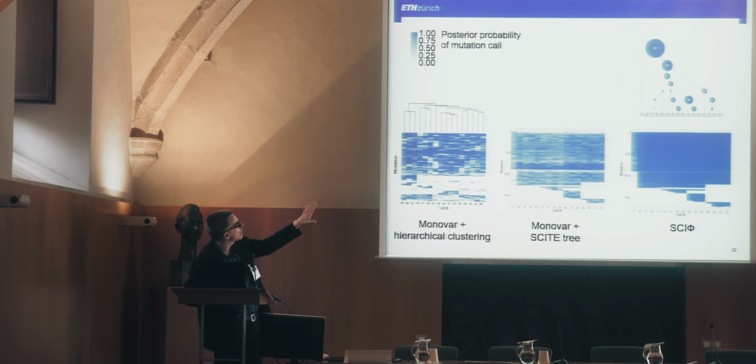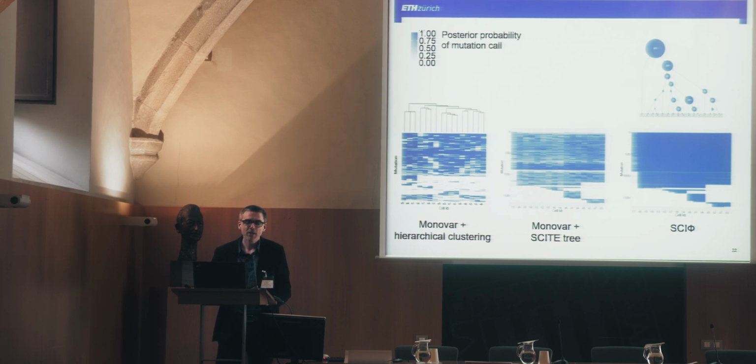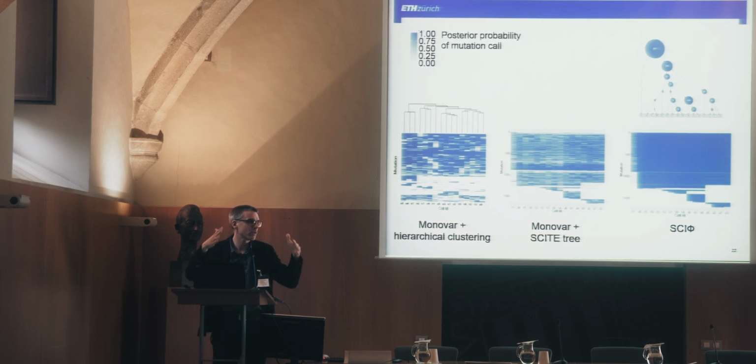And as you see, the picture becomes basically clearer and clearer. Eventually you end up with a nice block structure that really gives you a very clear call for most of the mutations in most of the cells, and they nicely organize into the tree. So you're gaining a lot here simply by imposing the constraint of a tree. You don't know which tree it is, you have to infer it, but just the fact that there is a tree, assuming that there is a tree, gives you a lot of power in improving these mutation calls.